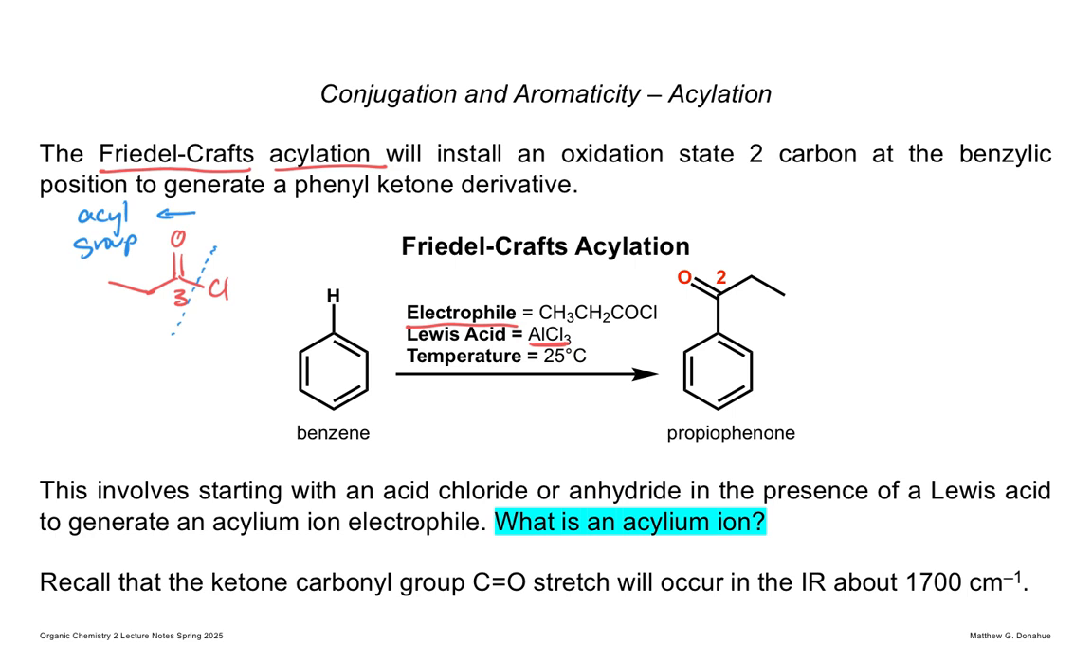So we're substituting the H for this entire acyl group. And if you look at what is the major functional group, we're making a ketone. So a Friedel-Crafts acylation makes a ketone. If you look at the difference between the electrophile and the product, the electrophile is at oxidation state 3. It has a chlorine. That chlorine is no longer in the product, and that carbon has gone down an oxidation state because it lost that chlorine.